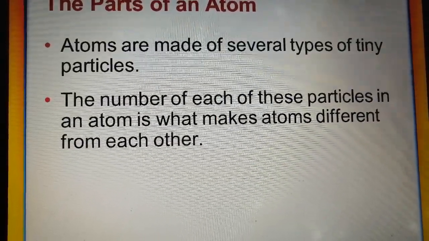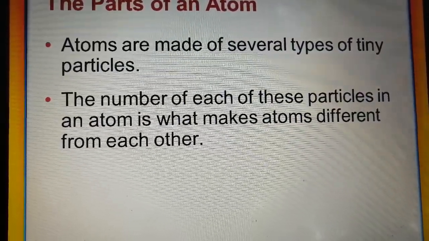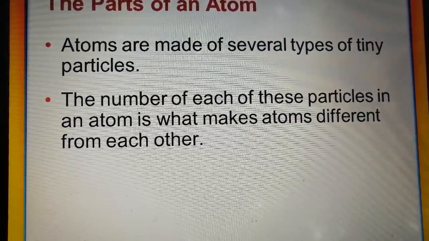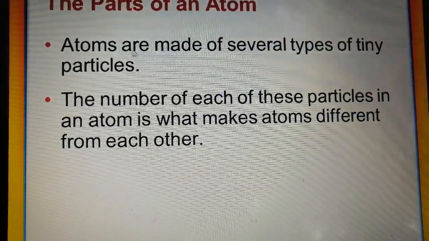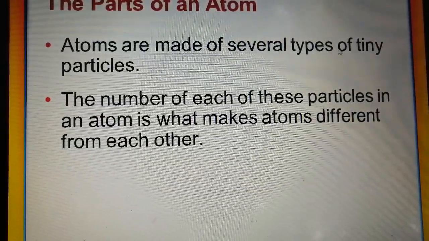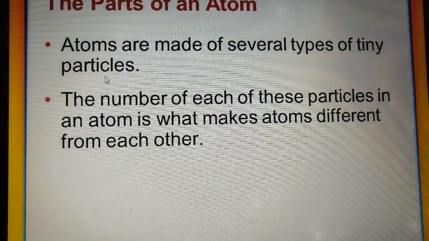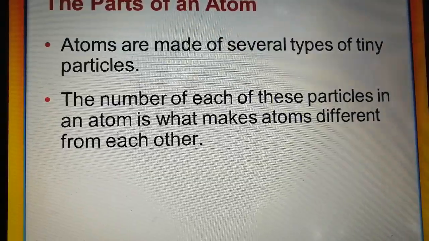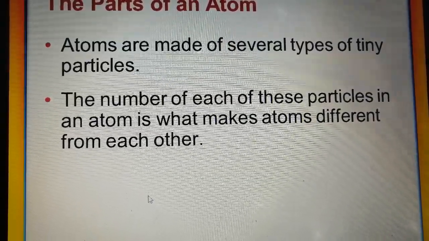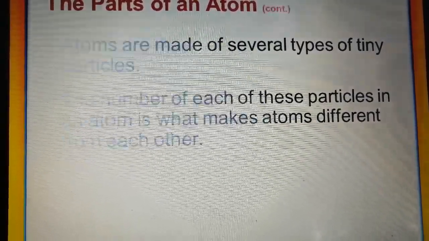First, what is an atom? An atom is the smallest part of matter. Atoms are made of several types of tiny particles. The number of each of these particles in an atom is what makes atoms different from each other.